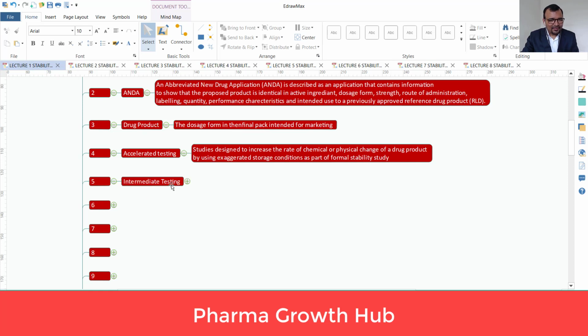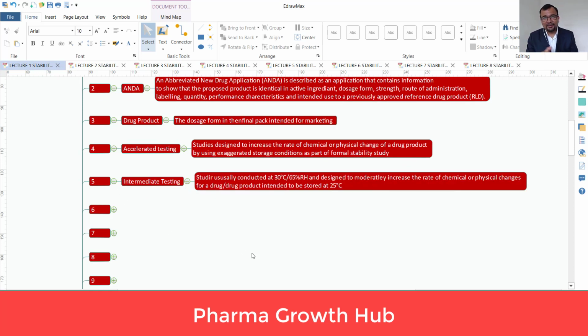The next term is the intermediate testing. And what is meant by intermediate testing? The study usually conducted at 30 degrees Celsius and 65% RH and designed to moderately increase the rate of chemical or physical changes for a drug substance or a drug product intended to store at 25 degrees Celsius is called an intermediate testing, right? So intermediate testing is not exaggerated storage conditions, but also not a mild storage condition. So it is called a moderate storage condition, wherein the rate of chemical or physical reaction can be increased to the moderate level, right?